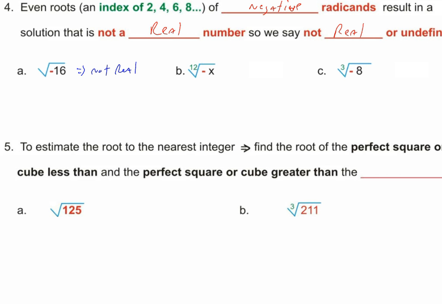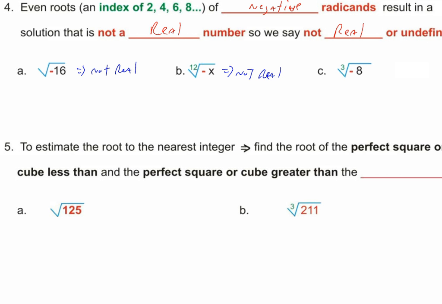It's an imaginary number. It's definitely not real, though. All right, we'll talk about imaginary numbers in Algebra 2. The second situation is also not real. Do you agree? That's not real. Again, 12 is an even index. Negative x, we have a negative radicand. That's not real.